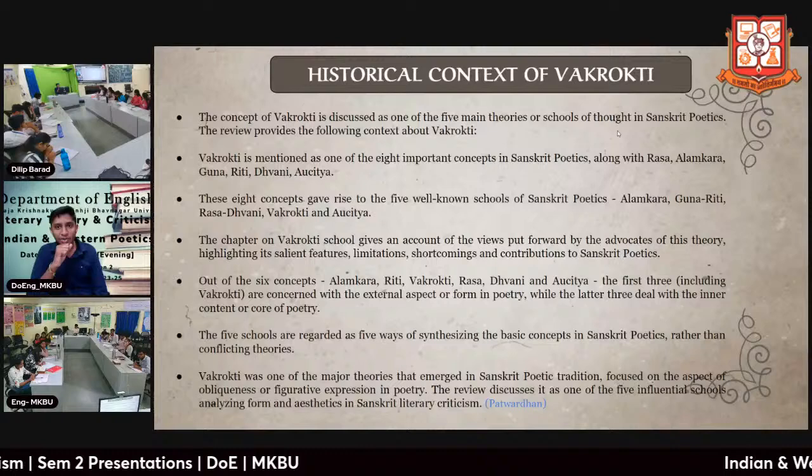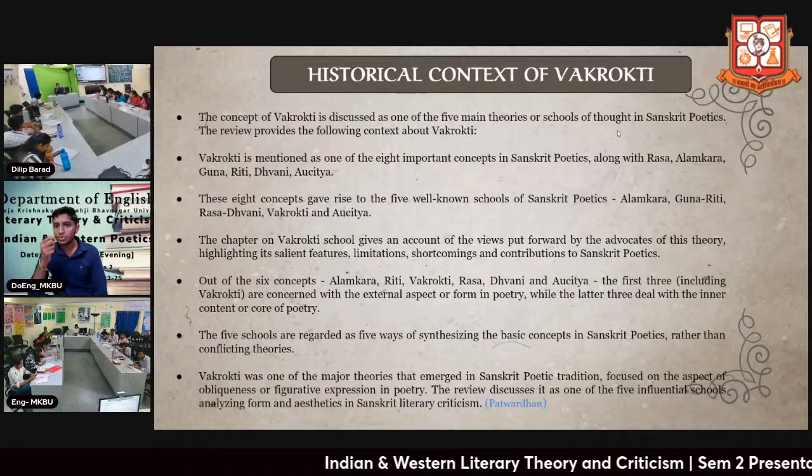Historical context of Vakrokti. The concept of Vakrokti is discussed as one of the five main schools of thought in Sanskrit poetics.